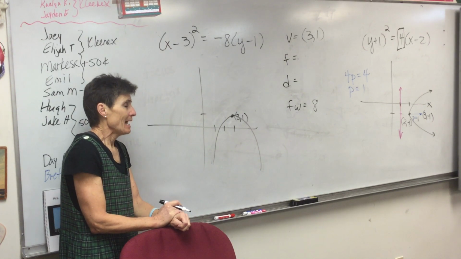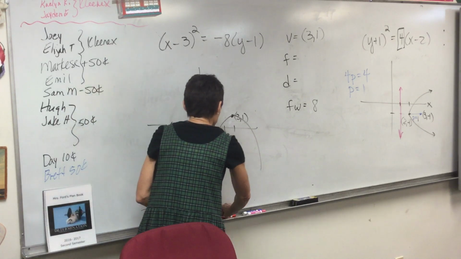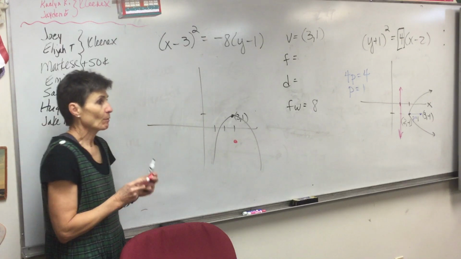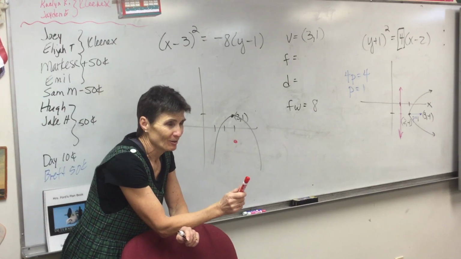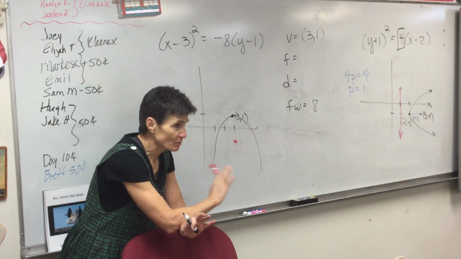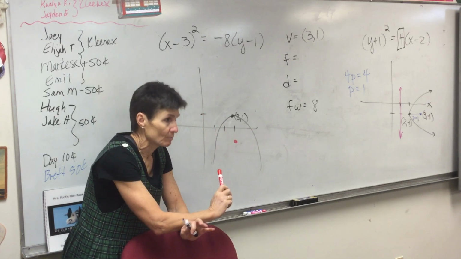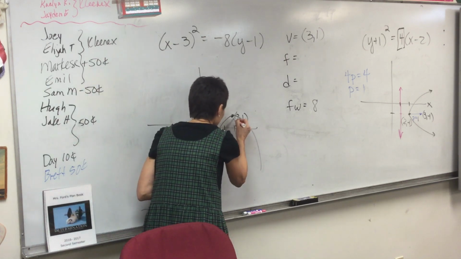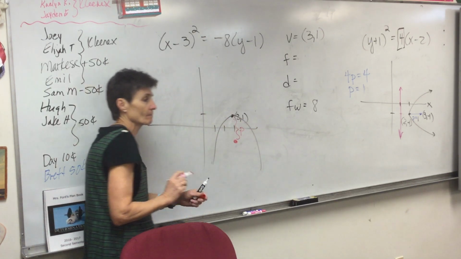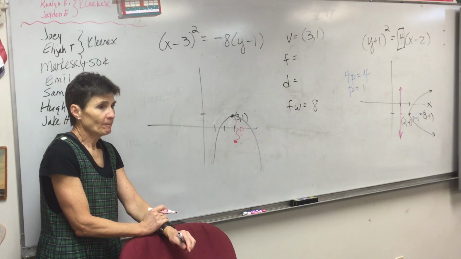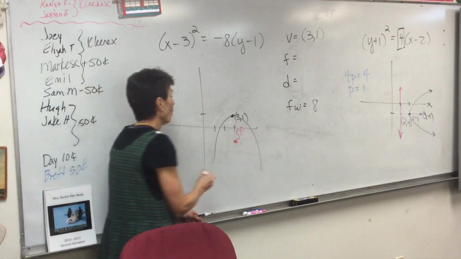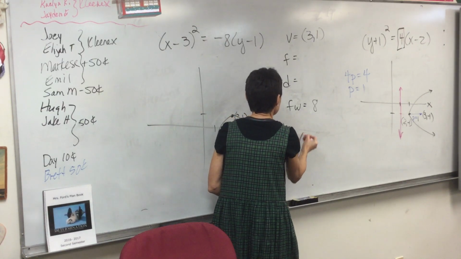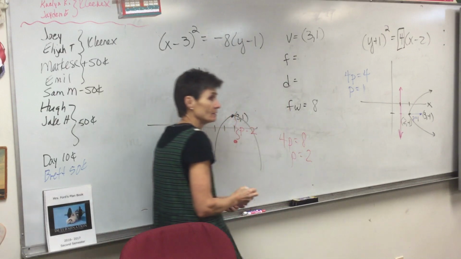All right. Now, would you agree that your focus this time is in here somewhere? Now remember, I'm not grading your picture. I'm just putting that point in there somewhere to give me an idea of, okay, I've got to go down to get that focus point. I really need to know how far down I need to go. How far down do I go? 2. And why am I going 2? Because 4p is 8, so p is 2.